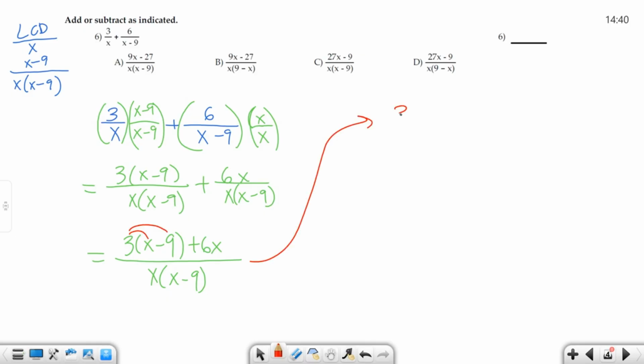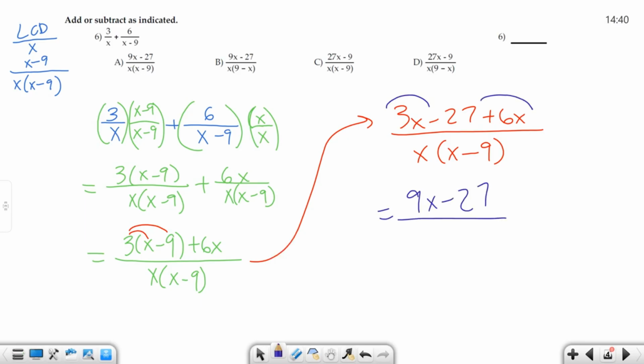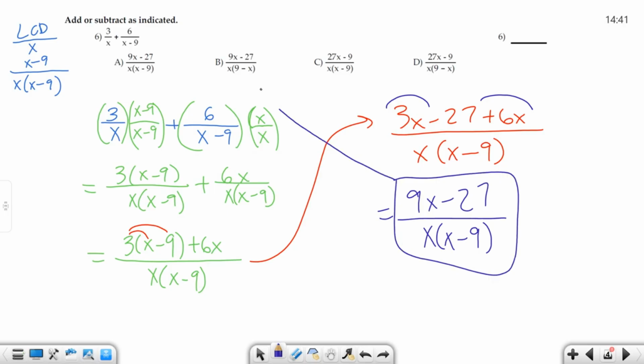Let me come up here. We're going to have 3x minus 27 plus 6x, which is over x times x minus 9. And then we notice that, hey, wait a minute. This and this go together. That's going to be what? 9x minus 27 over x times x minus 9. Now, I see that answer. If I was working this problem, I'm going to say, hey, a 9 and a 27 has something in common. I'm going to factor that out. But here, since this answer is exactly right here, nope, that's not it.